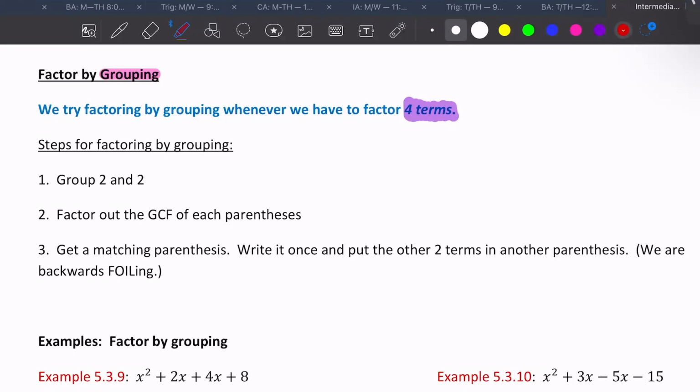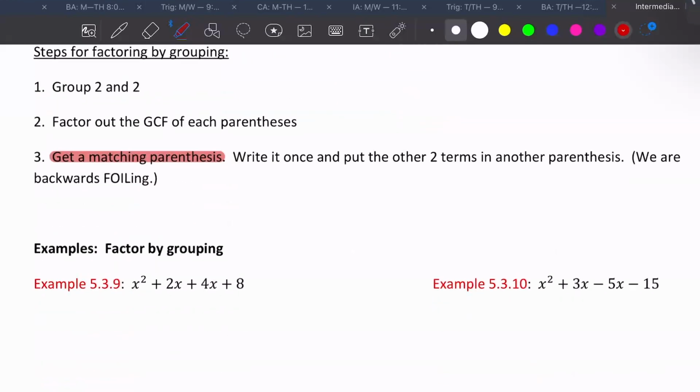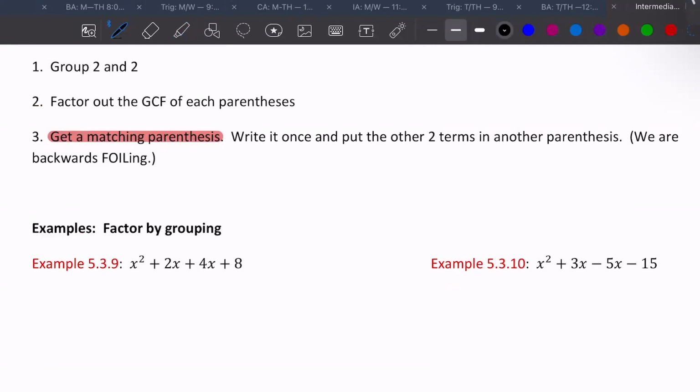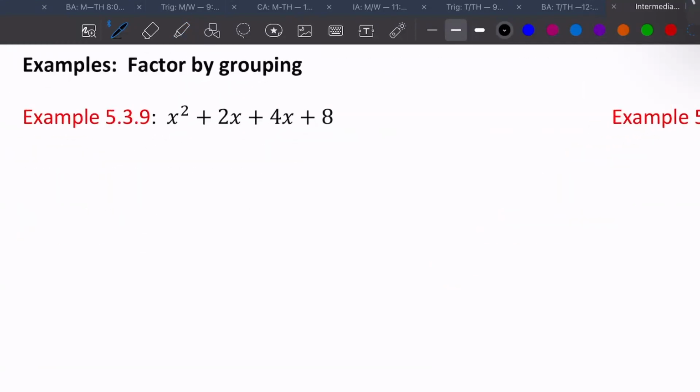This piece right here is your checkpoint to know if you're doing it right. If you take out the greatest common factor of both terms and what's inside your parentheses, what's left over, is not the same, then you're wrong. Once you get your matching parentheses, you're going to write that once and then put the other 2 terms, whatever's left over, in the other set. So it's kind of like backwards foiling. So let's see if we can do that with those instructions.